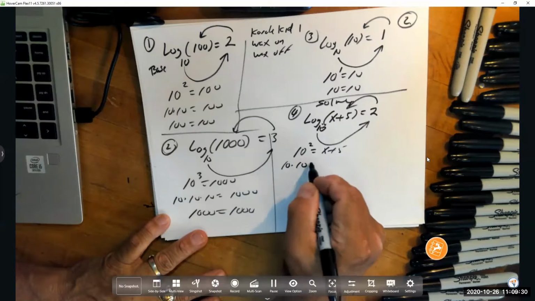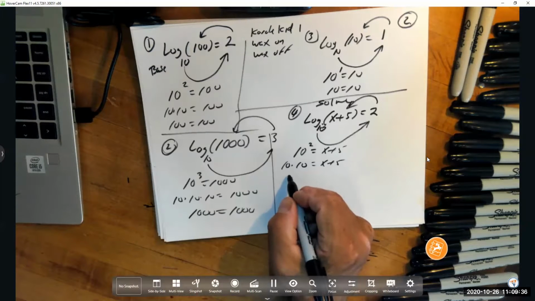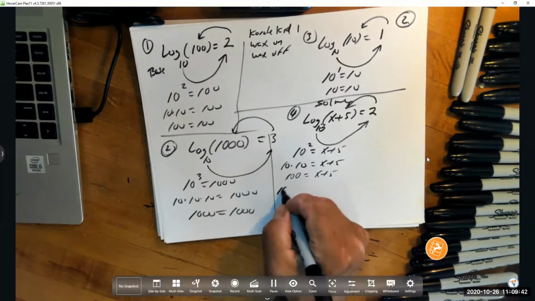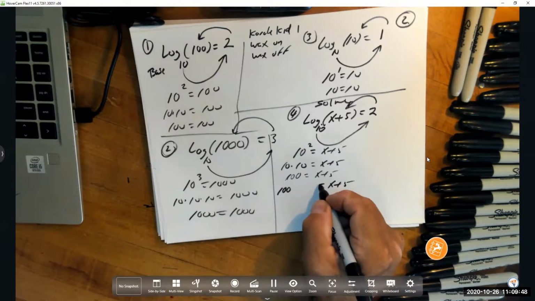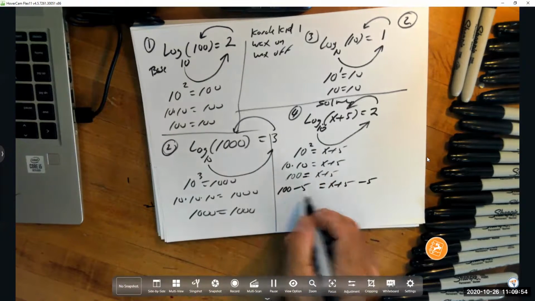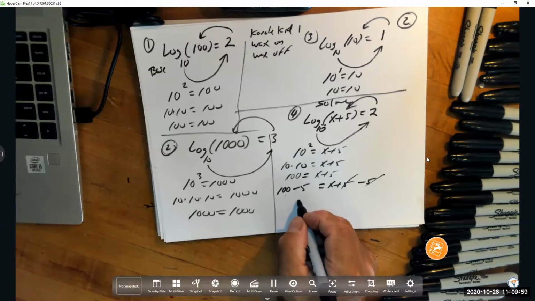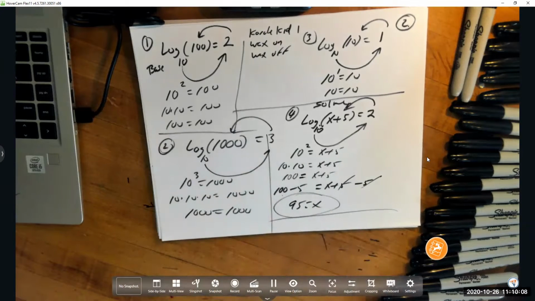So 10 times 10, you tell me what that is. What's 10 times 10? 100. 100 equals x plus 5. So now, subtract from both sides what? Tell me. 5. So these are gone. So 100 minus 5 is how much? 95. Yep, it's 95 equals x. We're done. Okay, let me do some more like these. You'll see in a second.